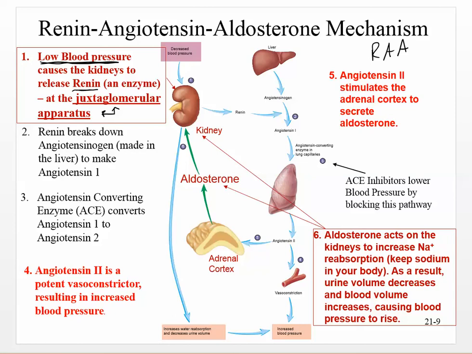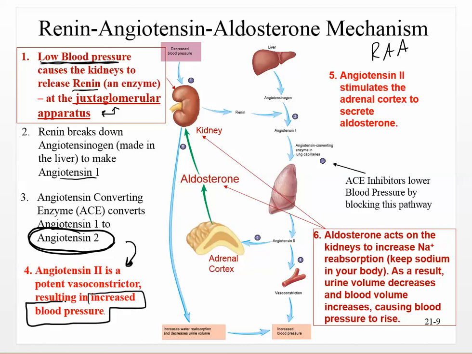But that renin is going to cause this molecule called angiotensinogen, which is made in the liver, to break that down or cleave it, cut it, and form something called angiotensin 1. And then angiotensin converting enzyme, which is made in the lungs, will convert angiotensin 1 to angiotensin 2, and angiotensin 2 is the one you really need to remember. That's why it's in red right here. Angiotensin 2 is a potent vasoconstrictor. Overall, even though some things may be different in terms of vasoconstriction, vasodilation, when you have vasoconstriction that takes place, that's going to increase blood pressure.